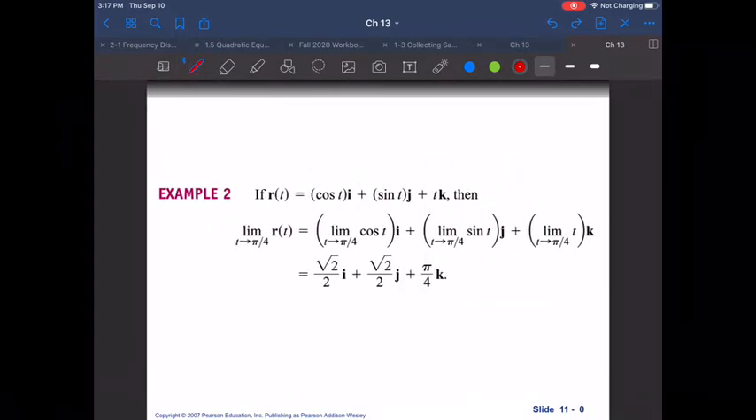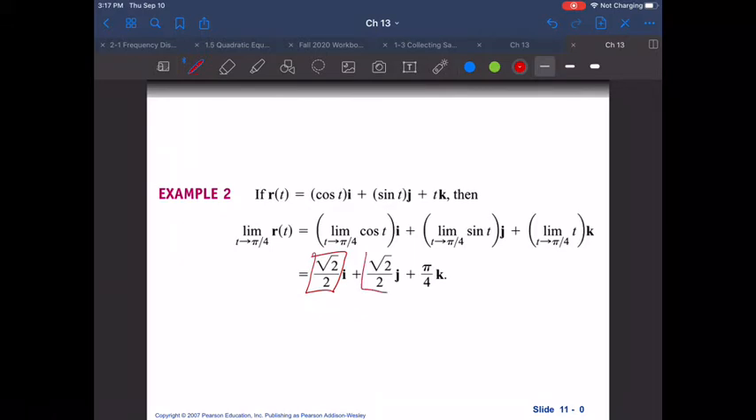So here we're given a vector function, and we're asked to take the limit as it goes to pi over 4. There's nothing too complicated here. You can actually distribute this limit onto each component and take the limit of each one of the functions individually. And so the limit of cosine of t as t goes to pi over 4 is just that. And so it doesn't go to 0. You can basically just plug it in.